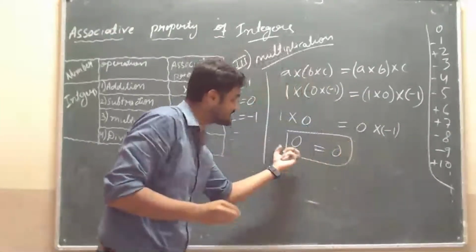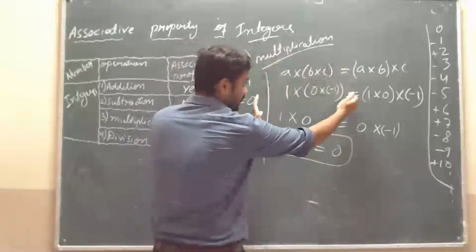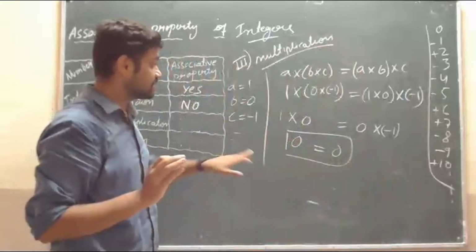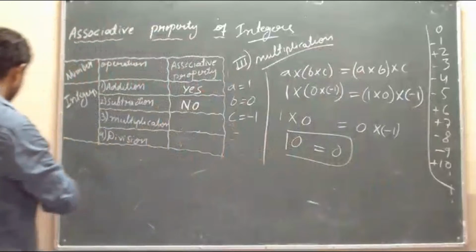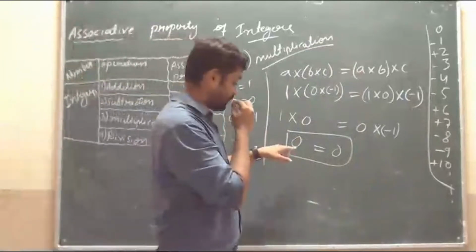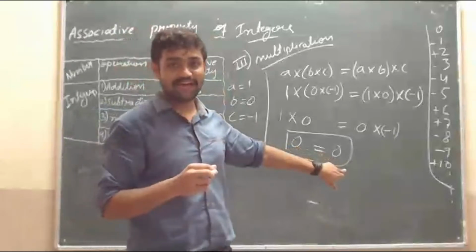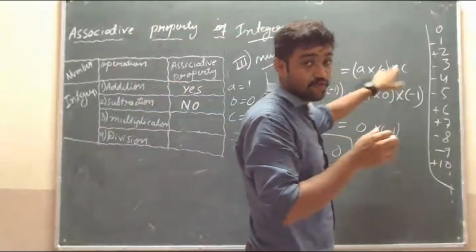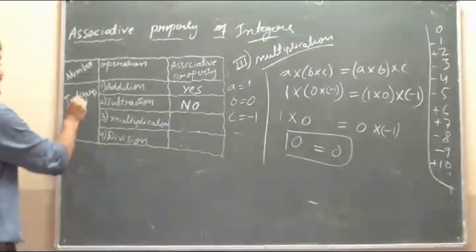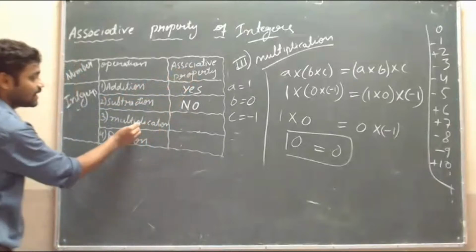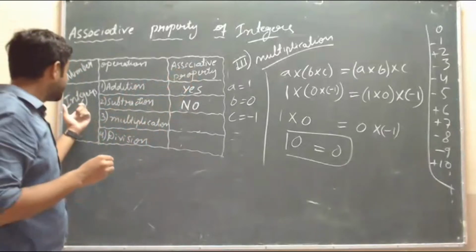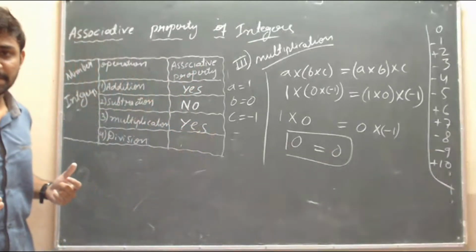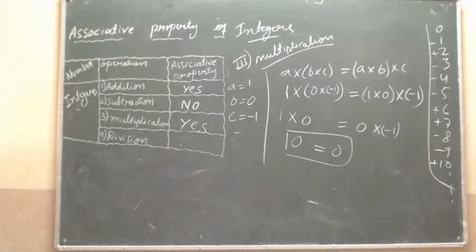Then we can say that this one is LHS side, and after crossing this border, this is RHS side. LHS side is equal to RHS side. Then also we can say that (a into b) into c is equal to a into (b into c) for integers, and also we can say that integers are associative under multiplication. Simply. Okay. The last one we have to check is division.